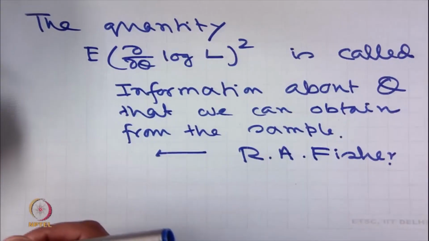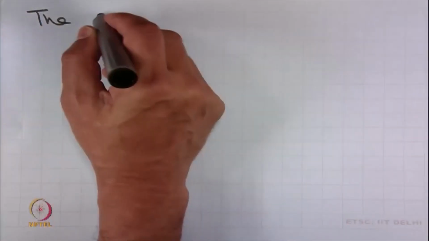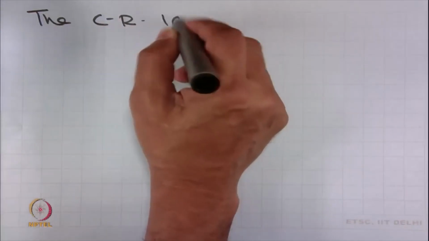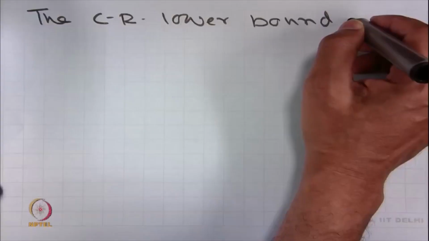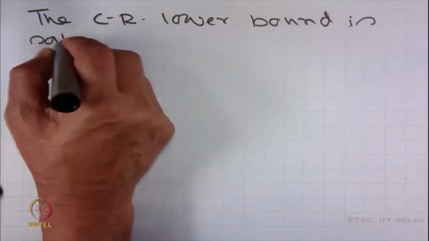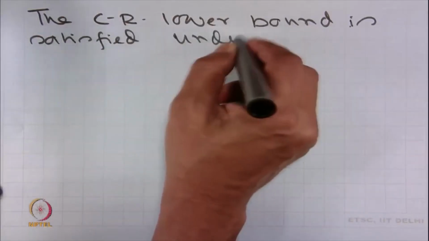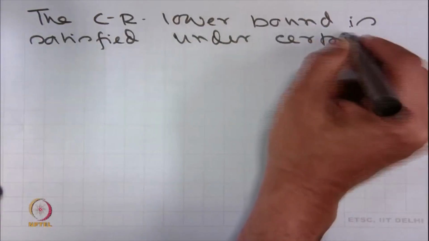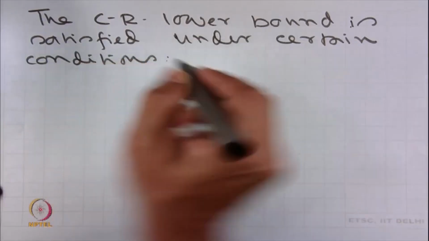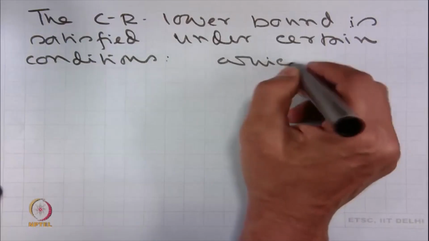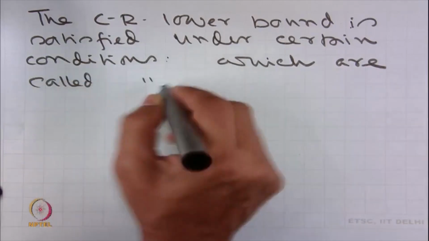Now, as I mentioned earlier, the Cramer-Rao lower bound is satisfied under certain conditions, which are called regularity conditions.